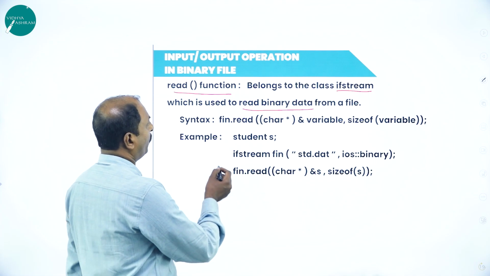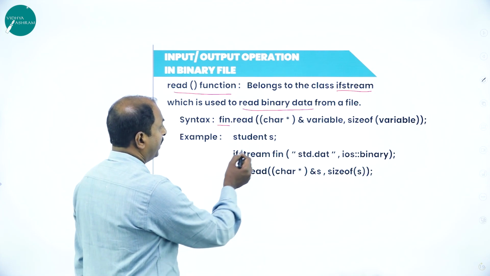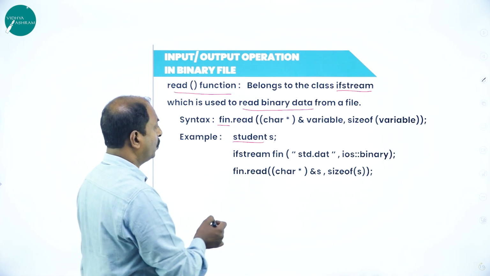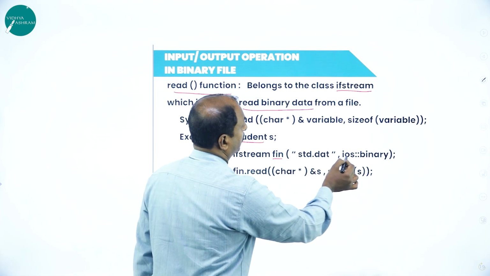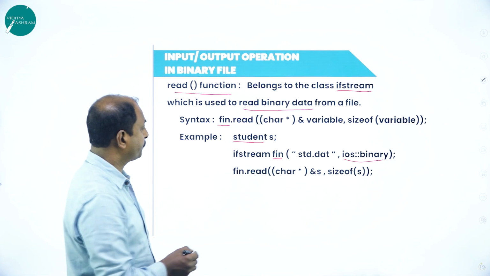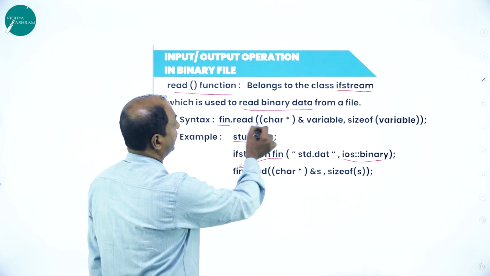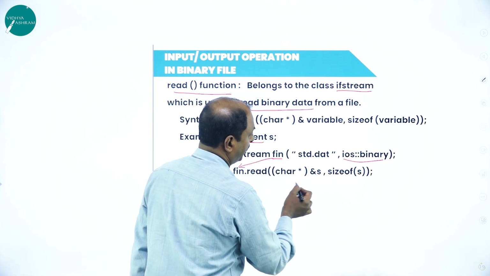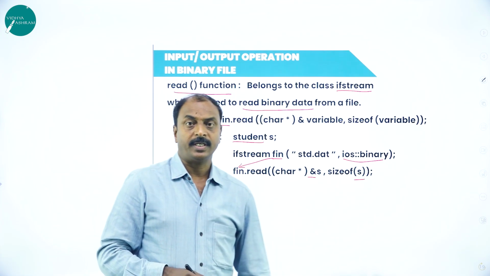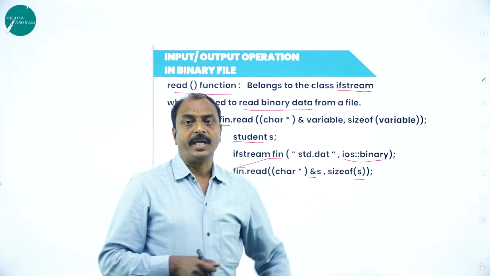The syntax is fin.read, where fin is an object. For example, student s, where student is a class and s is a variable. I have ifstream fin, the name of the file, with ios::binary, so it is a binary file. Here fin is an object, fin.read, the read function, with a character pointer, &s, and sizeof(s). So this is the read function to read data from a binary file, and it belongs to the ifstream class.